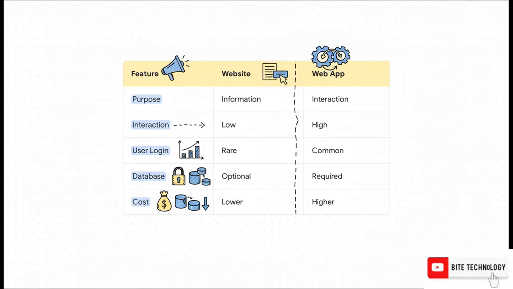I mean, look at the purpose row. Websites display info, web apps let you perform tasks. Simple as that. Then check out user interaction. It's low for a website, but high for an app. And that one fundamental difference is what drives everything else, from why you need a login to why web apps cost so much more to build.